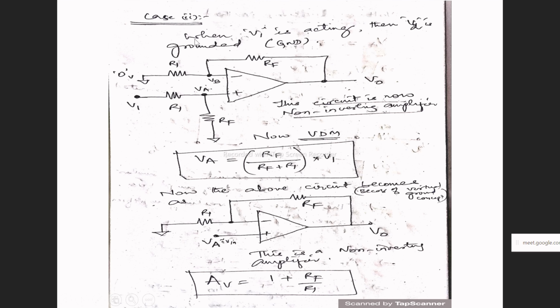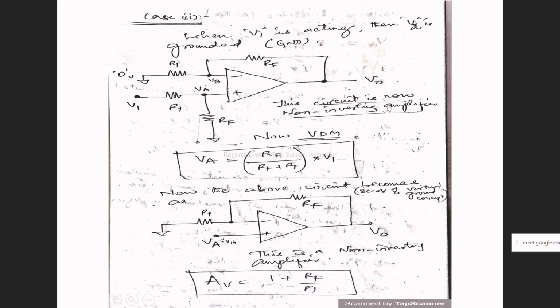In case number 2, as I told just now, we apply the superposition theorem, meaning only one voltage is acting at a time and the other voltage is grounded. So in the first case, we made V2 act and V1 was grounded. Now what's the second case? When V1 is acting, V2 is grounded. You can see my circuit diagram over here.